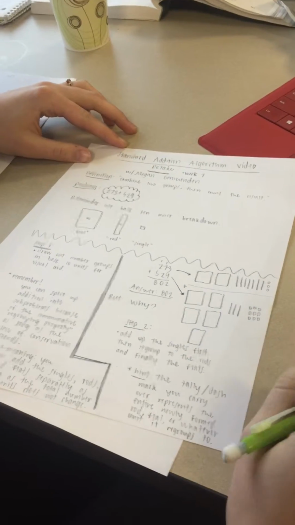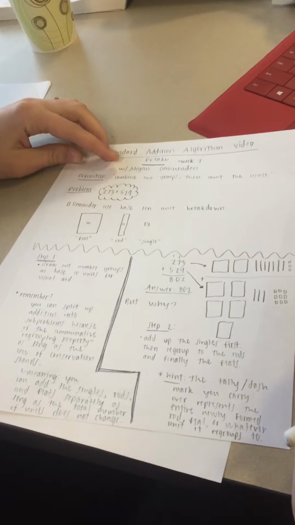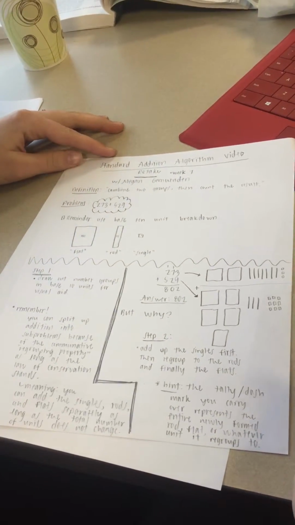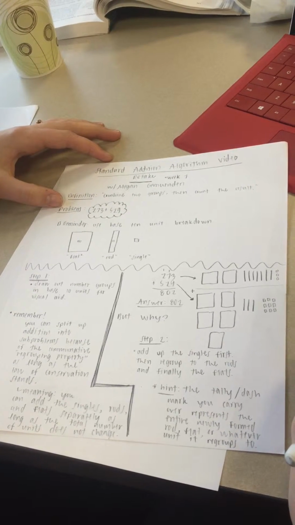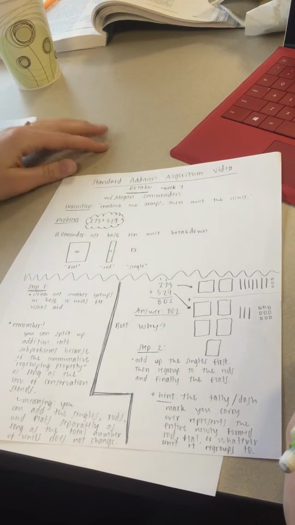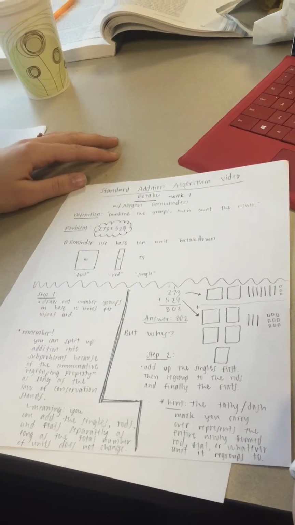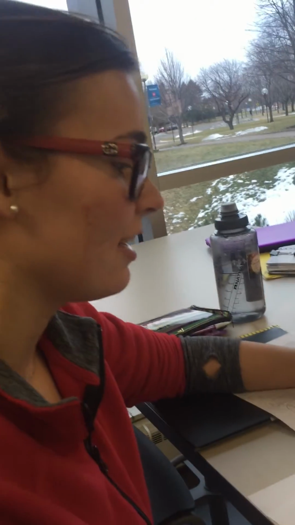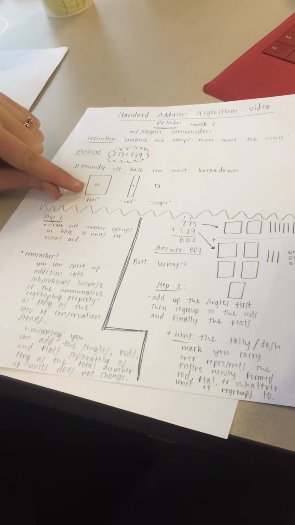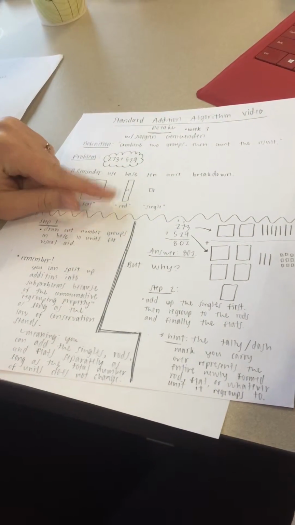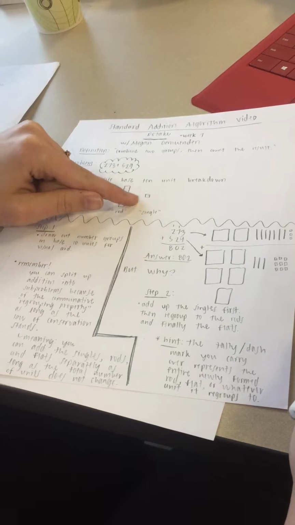So, we're going to start with a definition of addition. That's combining two groups and then counting the total result. The problem that we're going to be working with is 273 plus 529. As a reminder, we're going to be using the base 10 unit breakdown. For this problem, we're going up to flats, which is 100 units, and then the rod is 10 units, and the single is 1 unit.